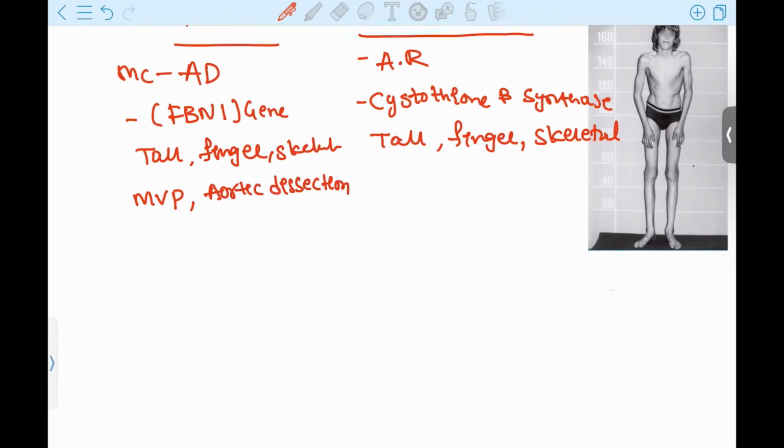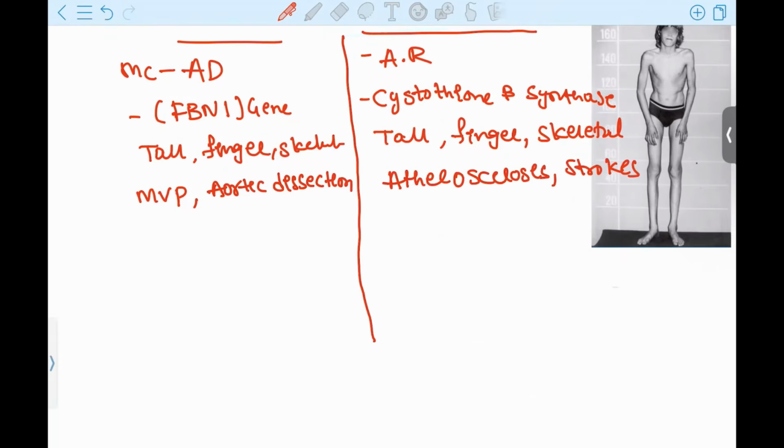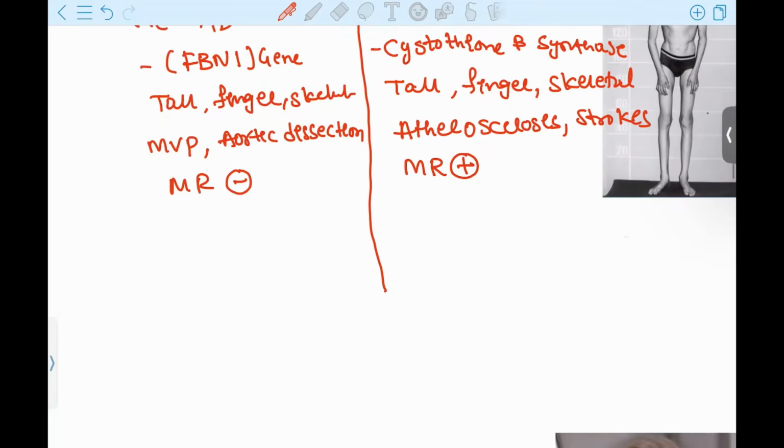Whereas patients suffering from homocystinuria are more prone to atherosclerosis. The elevated homocysteine will cause early-age atherosclerosis and also premature strokes, before less than 30 years of age. Mental retardation is not seen in Marfan syndrome, whereas patients suffering from homocystinuria will have mental retardation. And lens dislocation is seen in both patients.